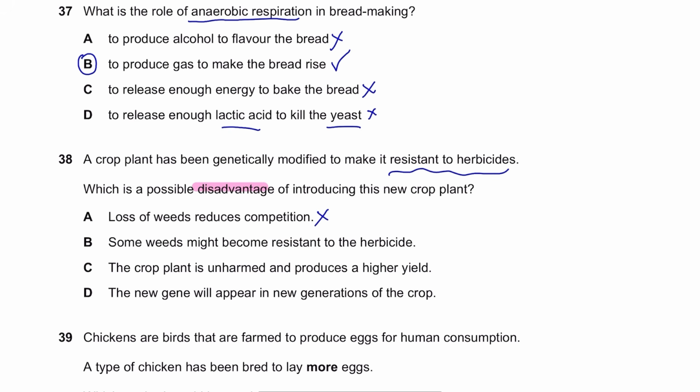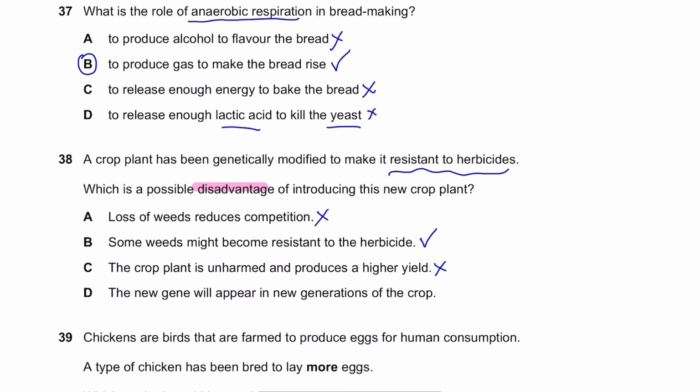Some weeds might become resistant to the herbicides. Yeah, if they start becoming resistant to herbicides, then you'll need a stronger herbicide, or no herbicide may work at all to kill off the weeds. So the problem gets more complicated. And the crop plant is unharmed and produces a higher yield. Again, this is an advantage. So don't get confused even though it sounds correct.